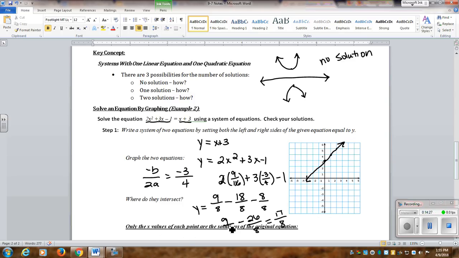Only the x values of each point are the solutions to the original equation. Oh, there's an interesting tidbit. We need to remember that. We might do this problem in class or do a different one that actually graphs more easily.